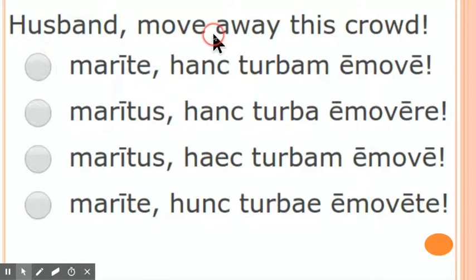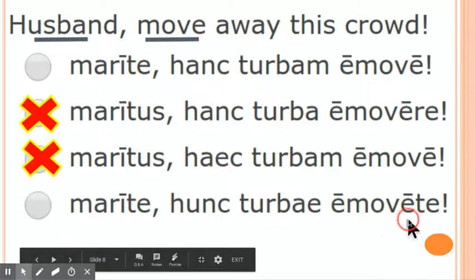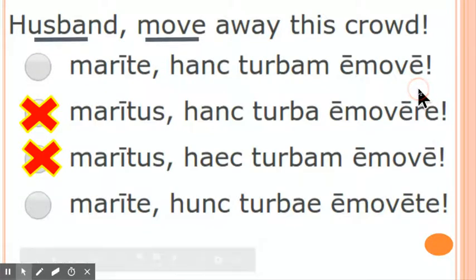Moving on. Husband, move away this crowd. So we're dealing with a vocative, right? And we're dealing with a command. So you're talking to one husband. We're talking about moving this. So therefore, it's not maritus. Why? Because that's a nominative. Nouns are third person. Vocative is the adapter that makes it second person. Also, could it be this one? It's close, but the only trouble is what? Talking to a person, you need a vocative. So therefore, it's either one or four. How many husbands are we talking to? We're talking to one, so it's number one.